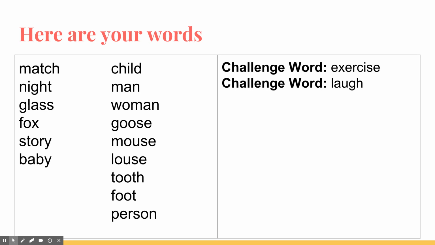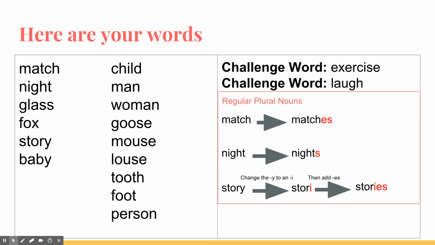Now, just don't forget, for the regular plural nouns, if you hear the ES on the end of the word, it probably has an ES. If you hear an S on the end of a word, it's probably just an S. And when you hear that IES on the end of a word, the Y has been changed to an I, and then we added ES. And for the irregulars, well, you're just going to have to memorize them.